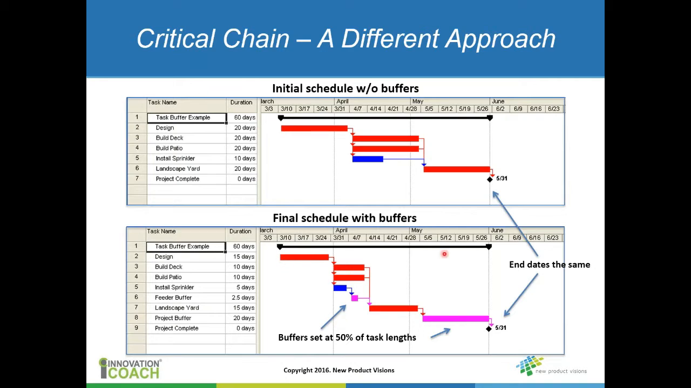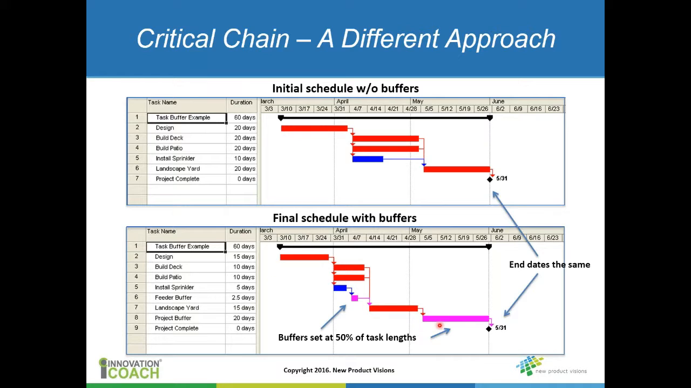Critical chain scheduling creates a Gantt chart a little bit differently. You base your task lengths on the 50% probability that you will achieve that task. So 50% of the time you will go over, 50% of the time you'll come under, and then you create project buffers that are based on 50% of those task lengths. So you do that with the critical path, and you do it also with the feeding tasks.